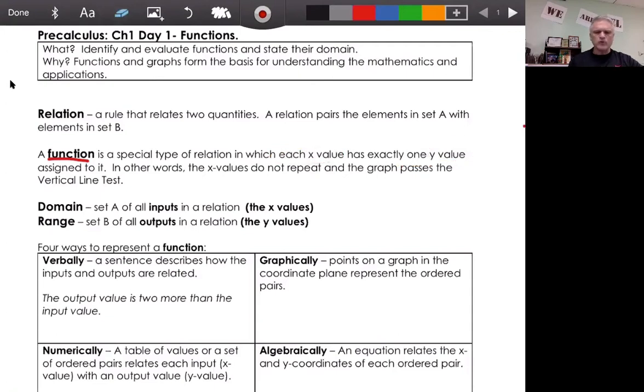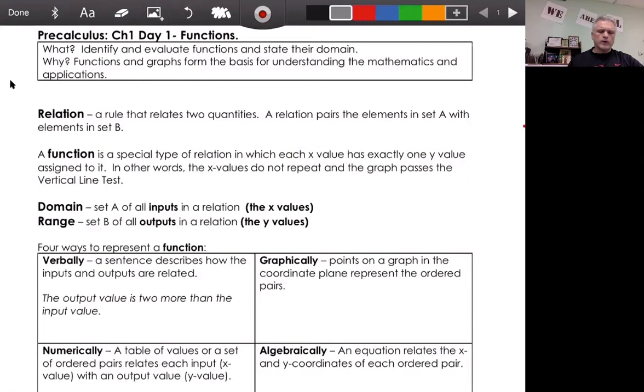I know you've heard all this before back in Algebra 1, definitely in Algebra 2, so I'm not going to dwell too much on it, but you have your vocabulary of function. You have your vocabulary domain, which is all your x values. Range is all your y values.